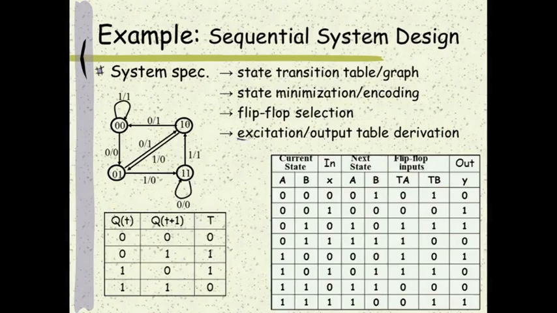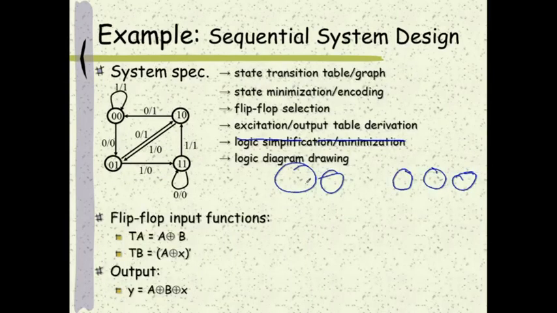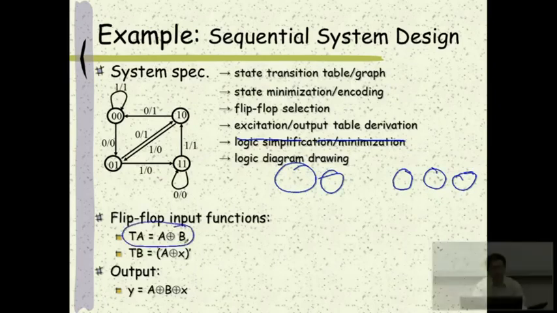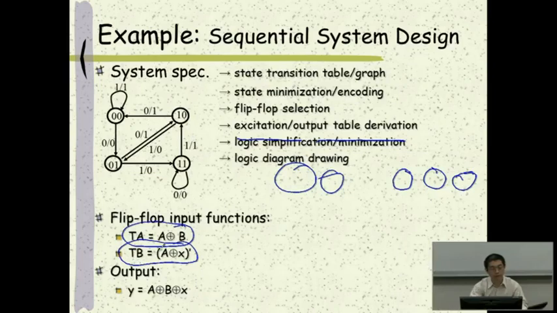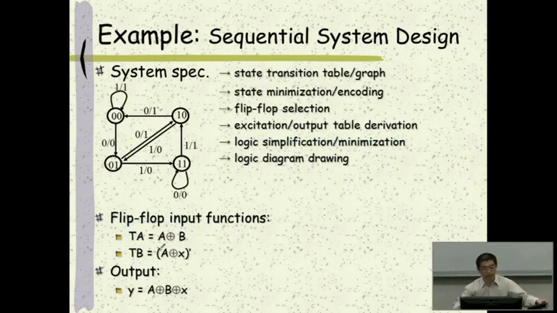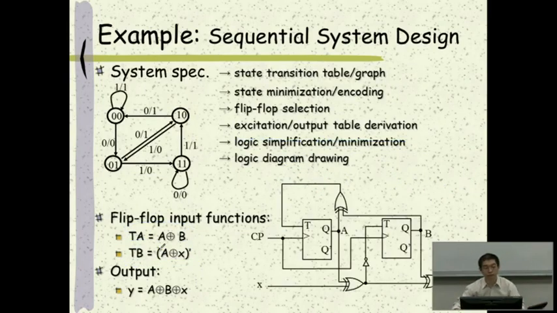So now we have built the excitation table and output table. So we can consider these two flip-flop input functions, TA and TB, and the output Y as a function of the input signals, current state A and B, and input X. And when we do a function simplification, we find out TA equals the exclusive OR of A and B, and then TB equals the exclusive NOR of A and X. And we can easily draw the logical diagram.